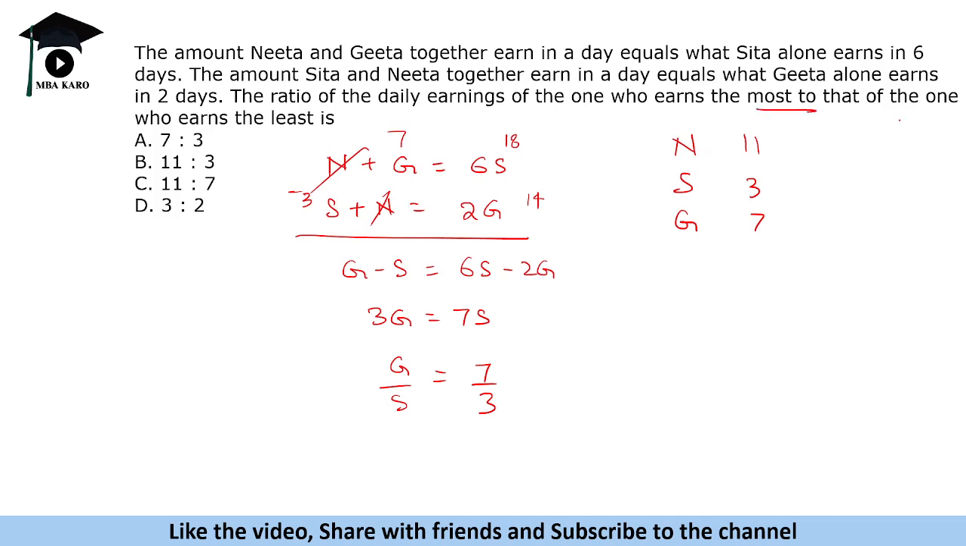So it is saying the most to the least. Most to least is 11 ratio 3. That is the answer to this question. Easy question. Okay, let's see the next one.